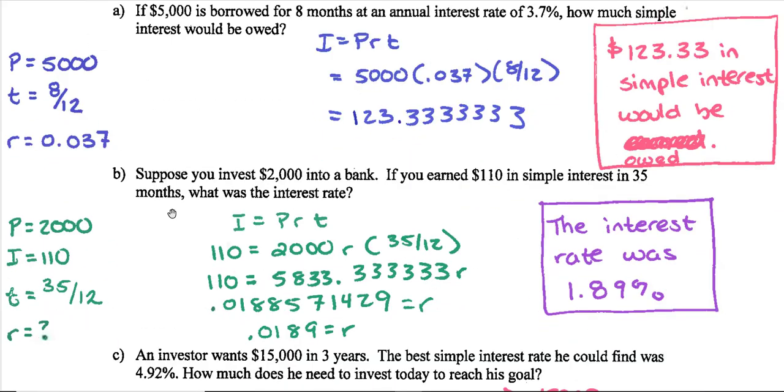Let's look at B. Suppose you invest $2,000 into a bank and you earned $110 in simple interest in 35 months. What was the interest rate? The key word here is simple interest. That tells us we're going to use this simple interest formula right here, I equals PRT. What information do we know? We know the principal amount, what we started with, was $2,000. We know the simple interest we earned was $110.